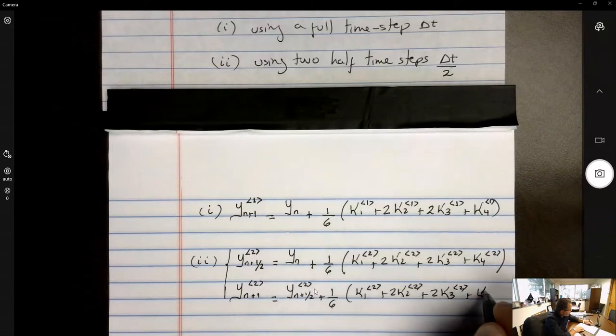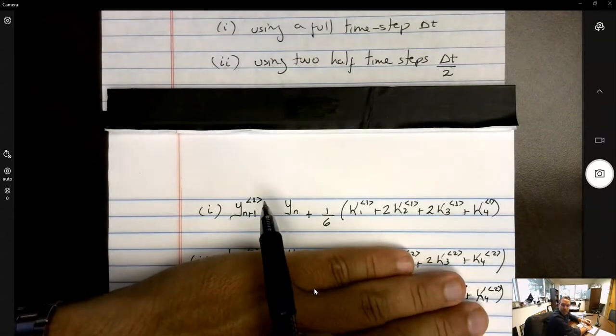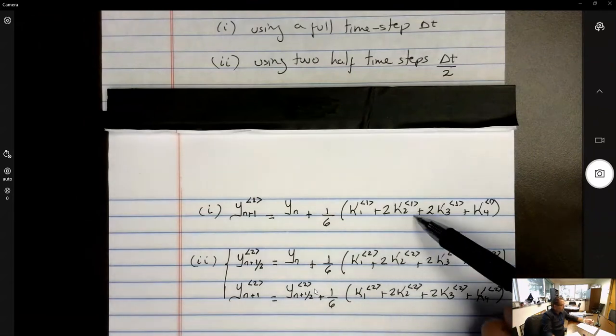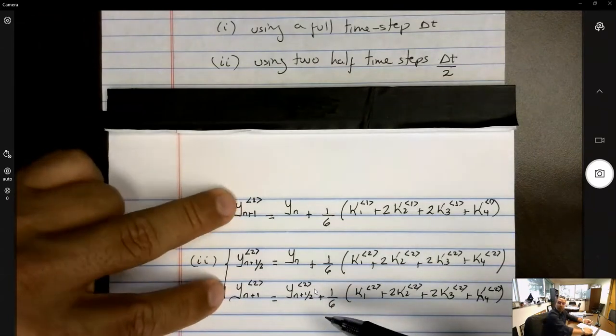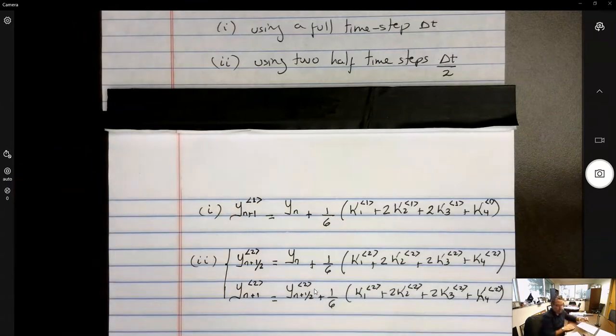So right off the bat, we've actually increased the complexity of the algorithm because we've added a few extra steps. Before, this is the only thing we used to do, and that's it. That's the solution at the next time level, and then we loop over all the time levels. What we're going to do now is compute this one and this one. These two solutions are the estimates of y at the next time level.